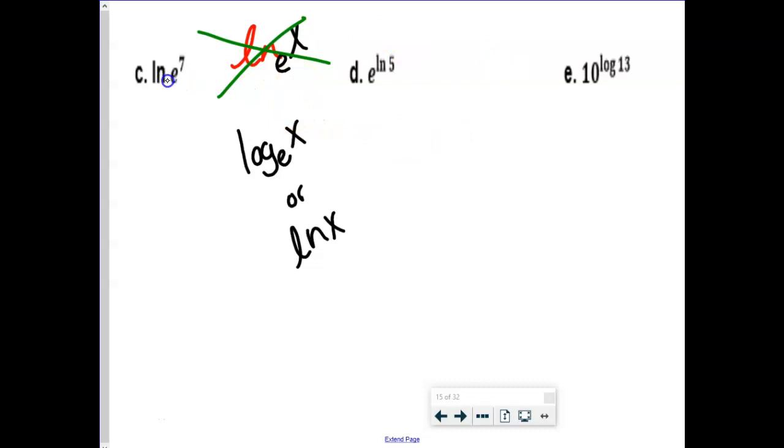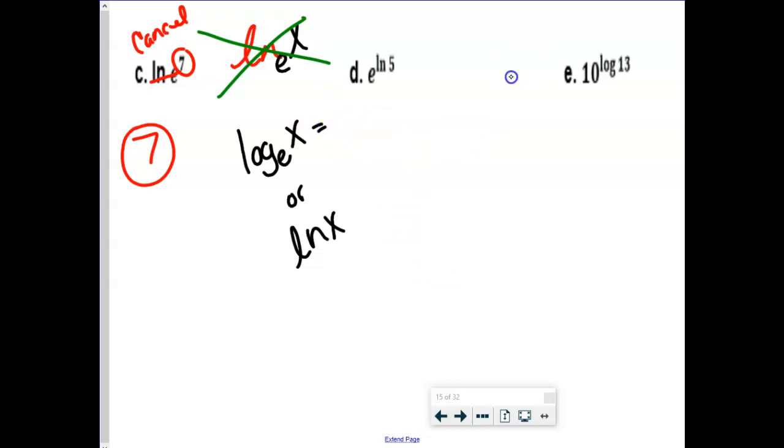All right, so natural log of e to the 7th power. Those of you who remember the formula that we were talking about earlier, if you have a logarithm that has a matching base, these just cancel each other out. So now we have 7. The 7 drops down, and the answer is 7.